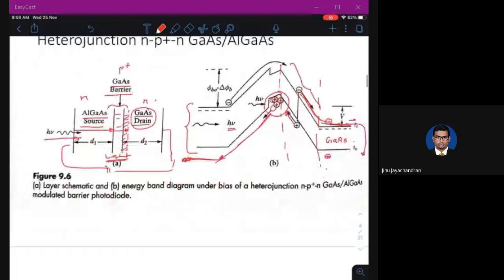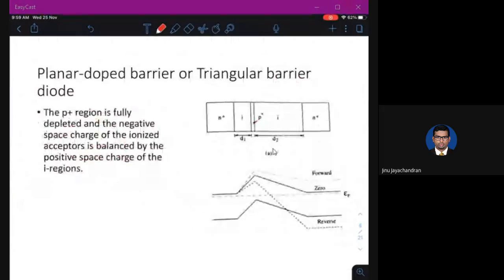Now, in the modulated barrier photodiode, you can create another structure in which, along with this P plus, you can have two intrinsic regions at the two ends of the P plus. Basically, the P plus region is sandwiched between two intrinsic regions, and the rest of the regions are the same: N plus, and there is another N plus. So if you look at the band diagram, the working is the same.